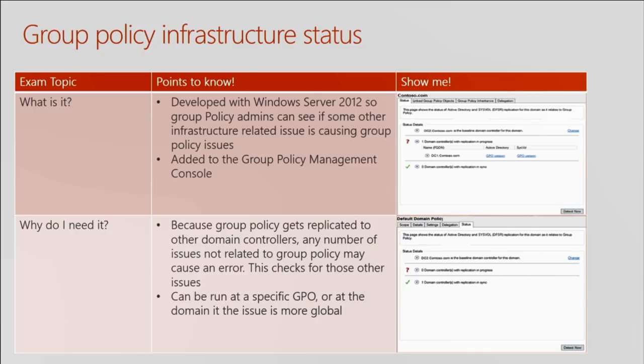First point is the group policy infrastructure status, being able to find the status of your infrastructure. This came with Server 2012, and it was added to the Group Policy Management Console, where you can see what the status is. If there are any issues related to group policies, you can see the details. And we also mentioned why you need it: because you can see if it's getting replicated to the locations that need it, as well as run specific GPOs for domains or any issues in the actual domain itself. So here it lets you see the status of those group policies. That's important, and this comes up in the exam as well.